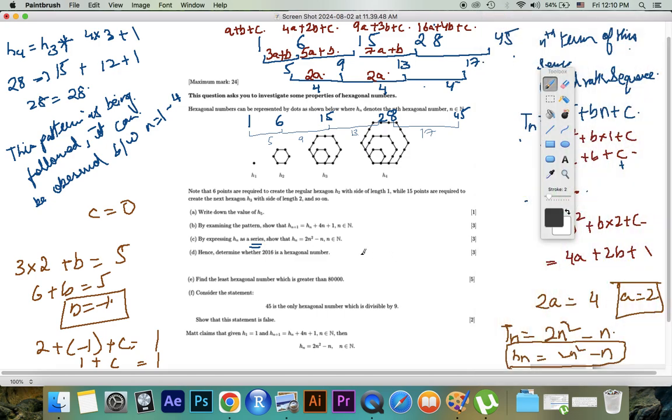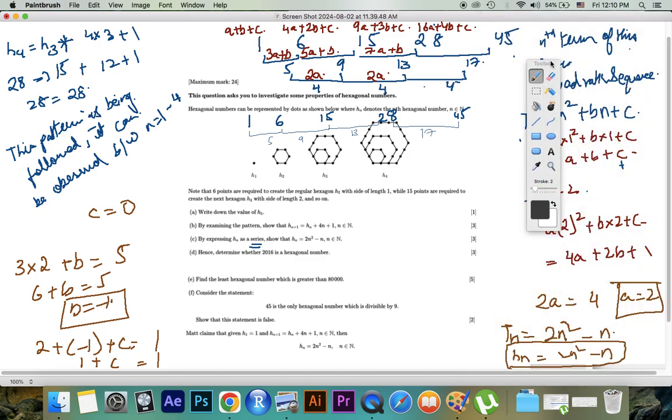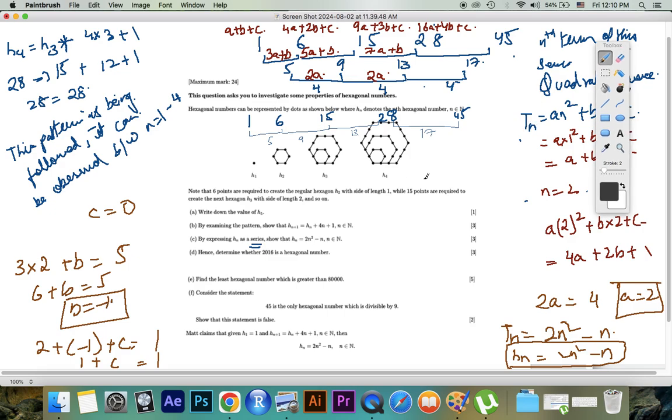So how would we know whether 2016 is a hexagonal number? We'll simply put 2016 instead of Tn. So we have 2016 is equal to 2n square minus n. Now, when is it going to be a hexagonal number? When you solve this quadratic equation and you get a positive value of n, then you will be sure that 2016 is a hexagonal number. So we'll bring the 2016 on this side. It will become 2n square minus n minus 2016 equals 0. So let's solve that quadratic equation. You can solve this quadratic equation. So that will give you the fourth answer.